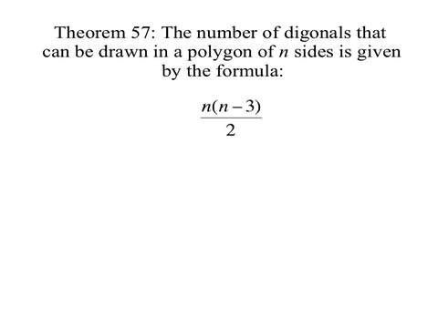And that brings us to this formula. The number of diagonals that can be drawn in a polygon of n sides is given by the formula: take the number of sides and multiply it by the number of sides minus 3, and then divide by 2.